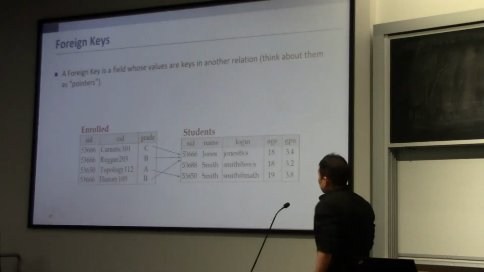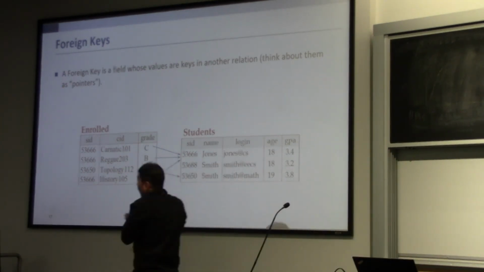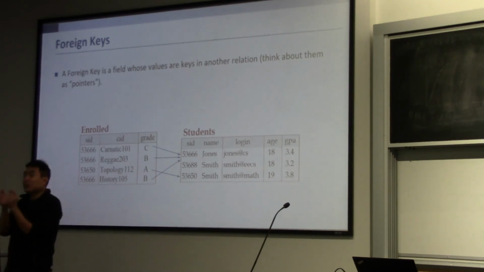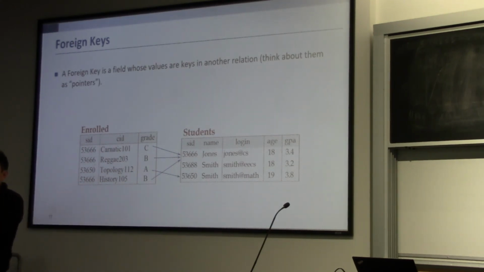Foreign key refers to the following. A foreign key is a field or a set of fields. It doesn't have to be a single field. It can be a set of fields whose values are keys in another relation. That's why it's called foreign.